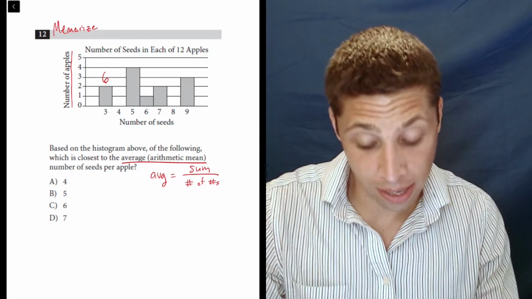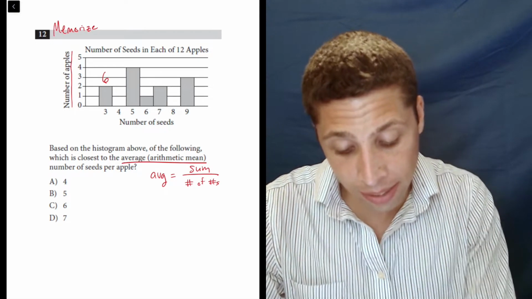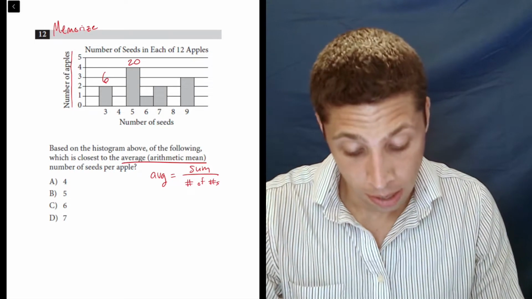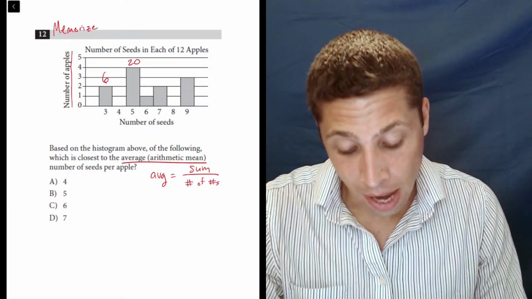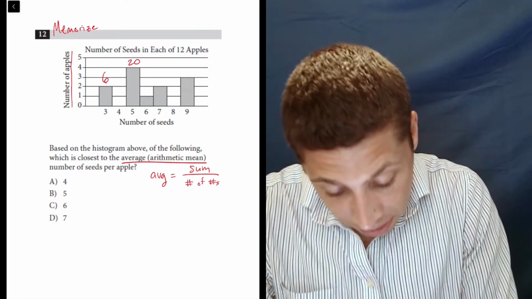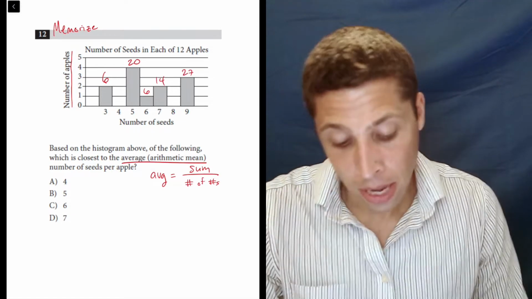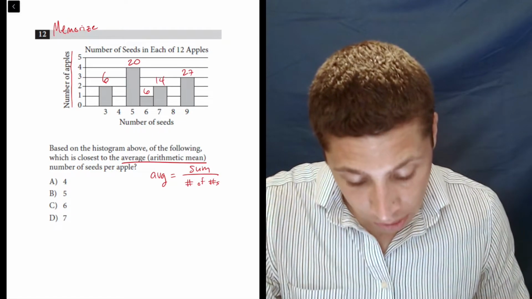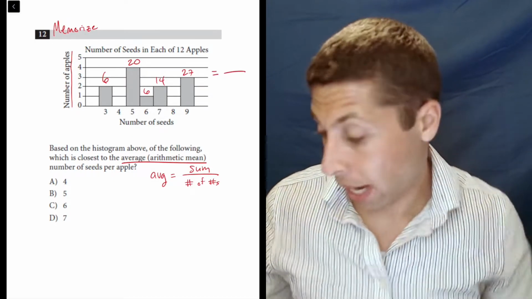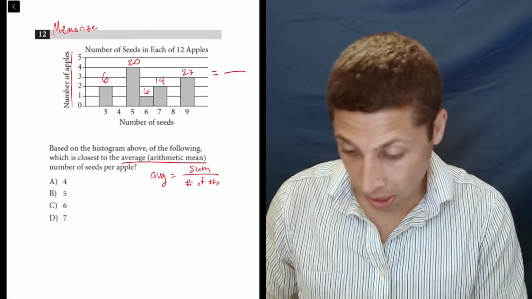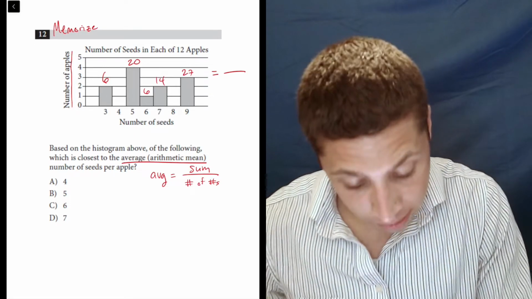There's nothing in the second column of 4, right? Because 0 times 4 is 0. The next column, the 5s, that's going to be 20 total seeds, right? 5 seeds in 4 apples. And then this is going to be 6, and so I'm just multiplying. 14, and 9 times 3 is 27. Now what that lets me do is add up those numbers and get the total sum that I have on the top here. So 6 plus 20 plus 6 plus 14 plus 27 is 73.